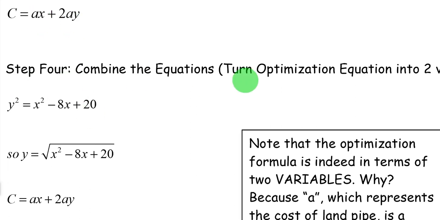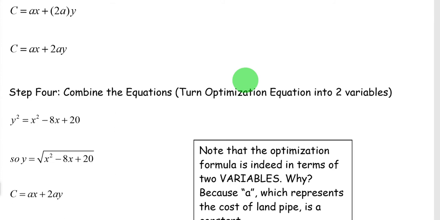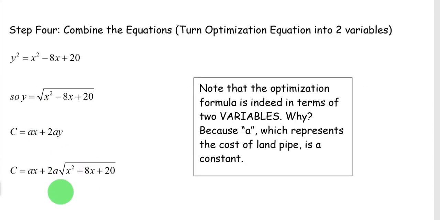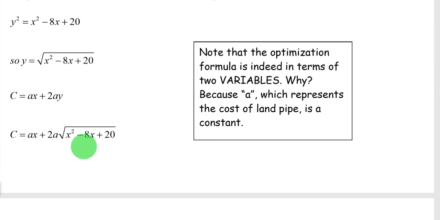We're going to combine the equations. We're going to turn the optimization equation into two variables. To do that, we use our constraint, which we had before, y squared equals x squared minus 8x plus 20. It's going to be hard to get x by itself, so let's just get y by itself by taking the square root of both sides. And then we can substitute y right here with the square root of x squared minus 8x plus 20, as we can see right here. That's because that's what y equals. That way, we do now have our optimization equation in terms of just one variable x. So the total cost of all the pipe is going to be based on just this one variable x.